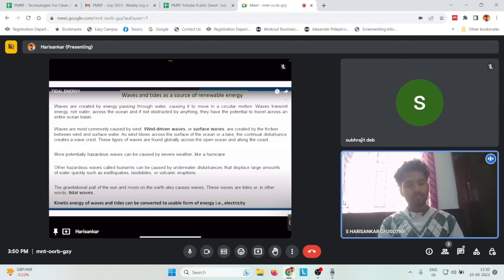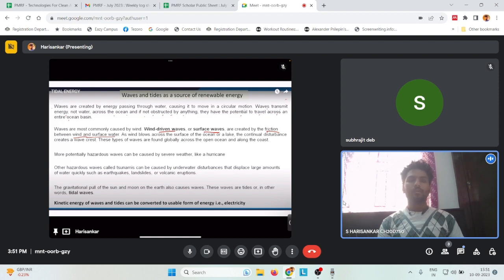So waves are created by energy that is passing through water, causing it to move in a circular motion. The waves then transmit energy, not water, but energy across the ocean, and if it is not obstructed by anything, they have the potential to travel across an entire basin. And waves are most commonly caused by winds. So you have wind-driven waves or surface waves, which are basically created by the friction between the wind and the water at the surface of the ocean.